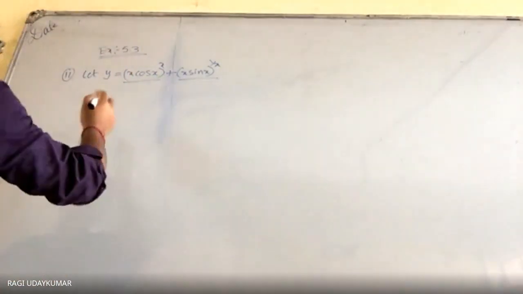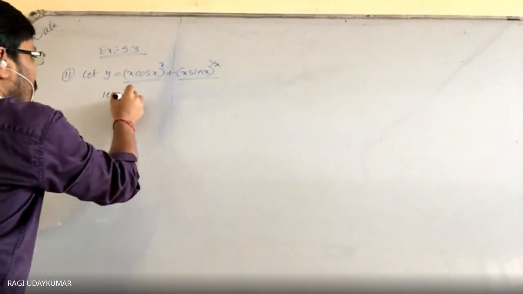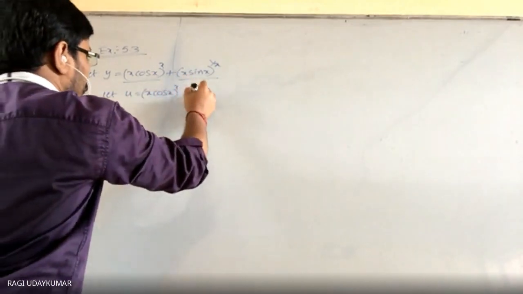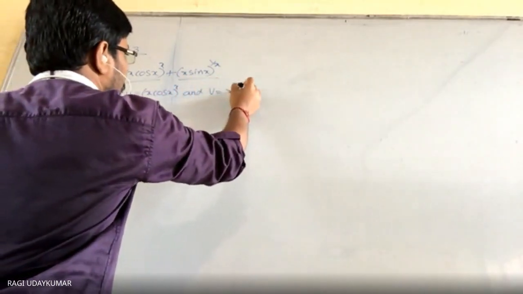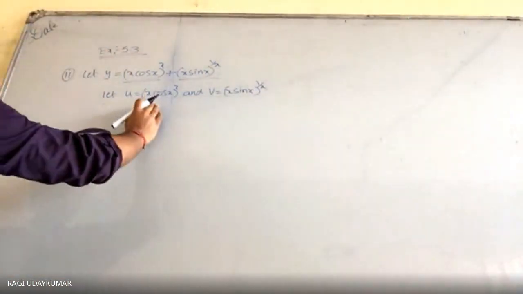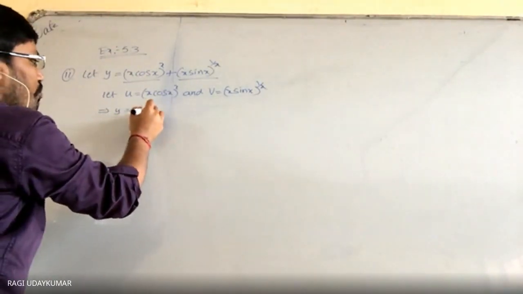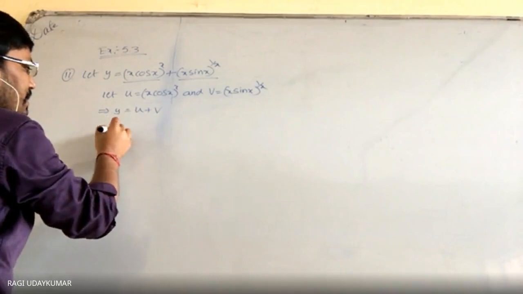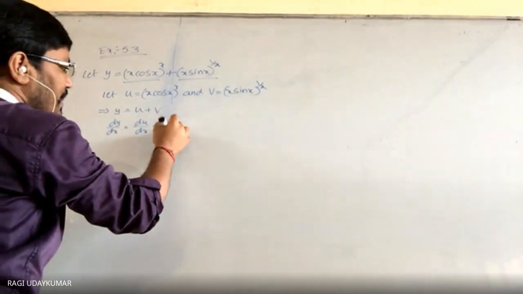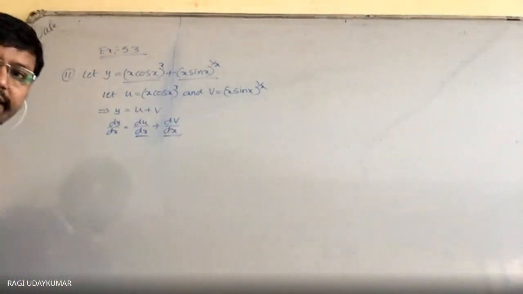So whenever you are having a power of x, first you consider this as u. Let u is equal to (x cos x) whole power x and v is equal to (x sin x) whole power 1 by x. So separately you have considered. Now y is equal to u plus v, so dy by dx is nothing but du by dx plus dv by dx.